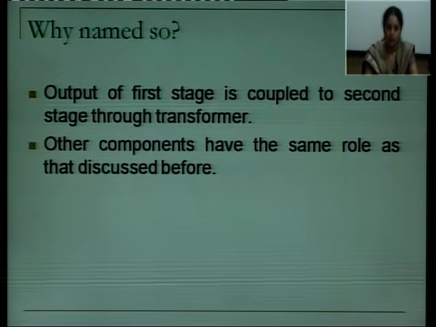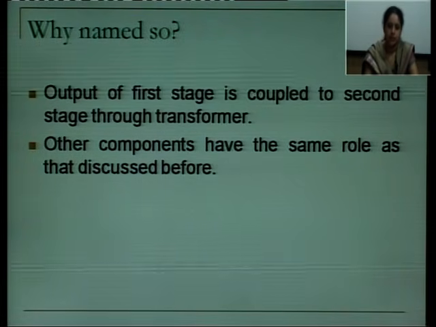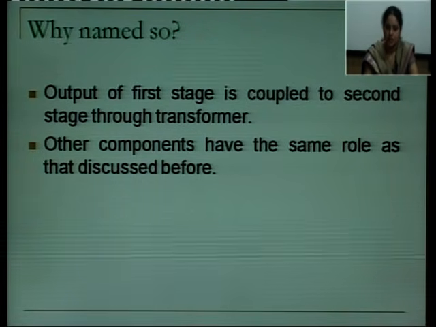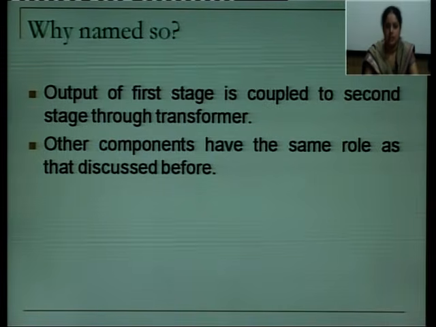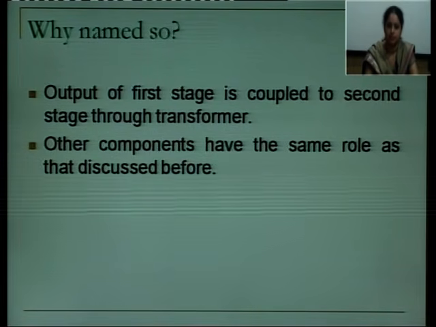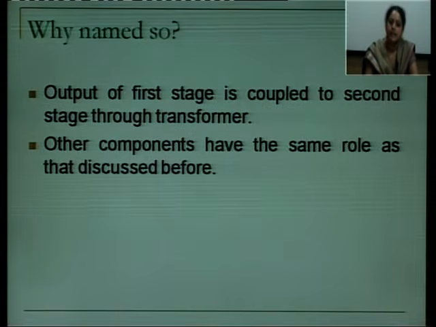Your R1, R2, RE and DC battery provide stabilization and potential divider biasing, so that your operating point is not affected. Again, RE provides your reactance path. All the components have the same role as was discussed before.